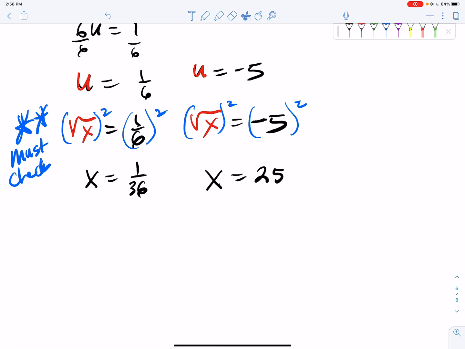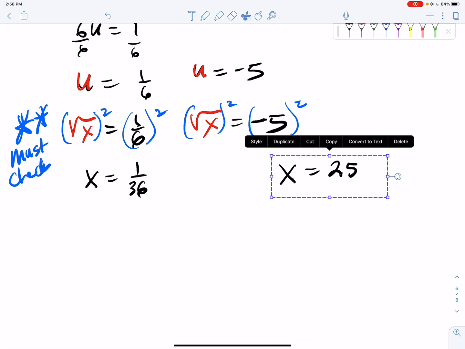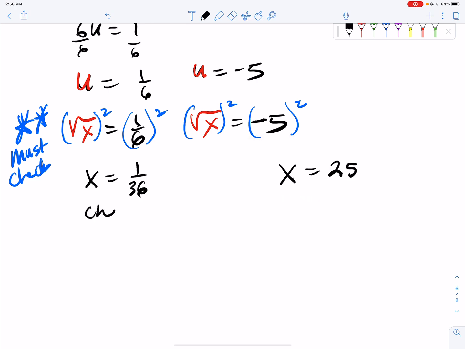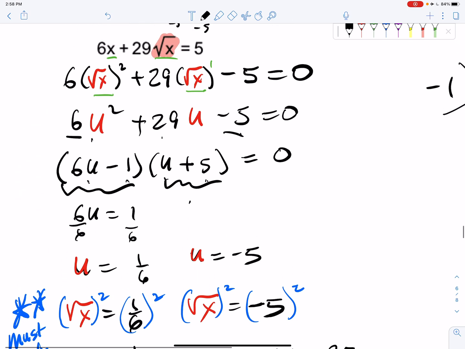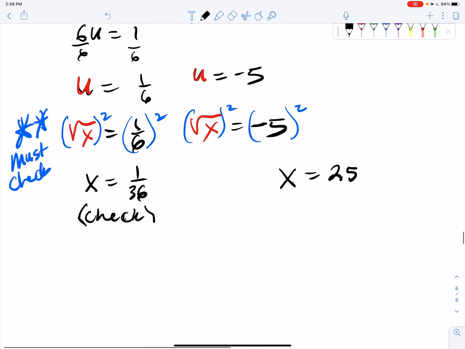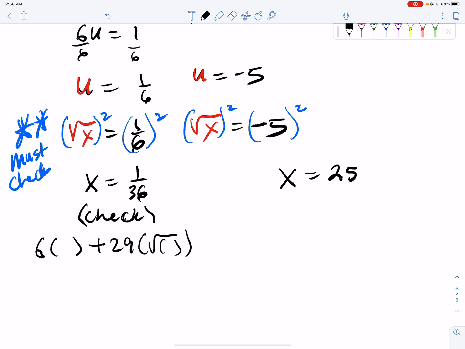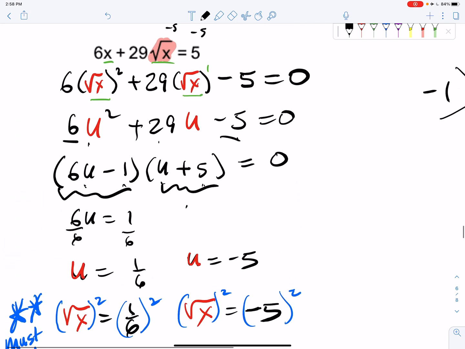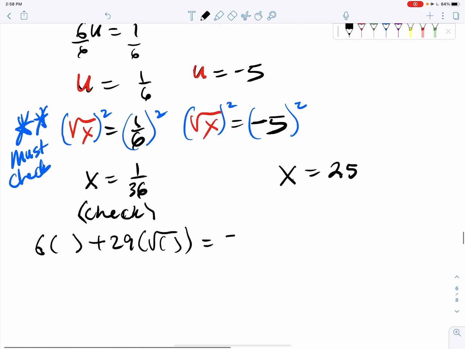I'm going to move that over a little bit to gain some space, and let's do our check. Well, the original problem was 6x plus 29 times the square root of x equals 5. So what's our value we must check? Well, we must check 1/36.